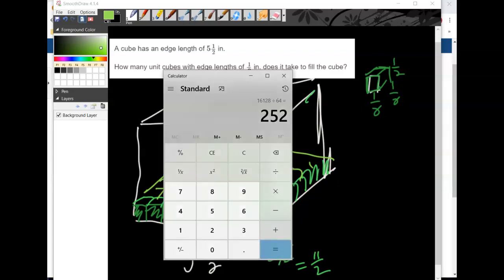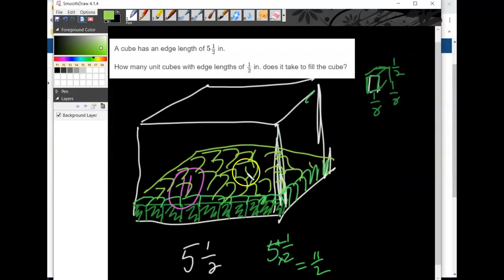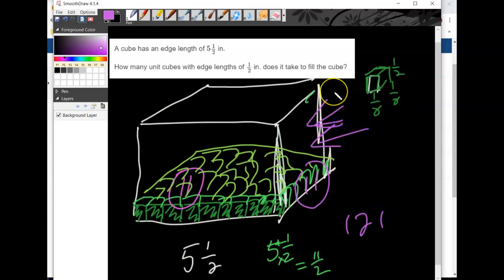11 times 11. What is 11 times 11? You're going to get 121 cubes just in the bottom row. So we have 11 going this way, 11 going this way, and so that's 121. But then, not more rows, it's going to be stacked up on top of each other. 11 total layers of this little cube cake we're making here. 11 total layers. So we're going to multiply by 11 again.